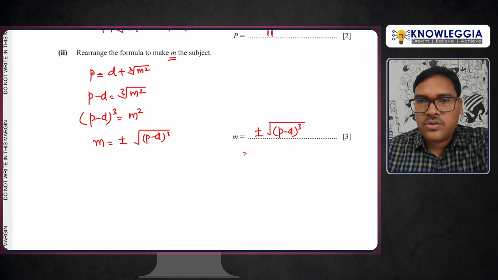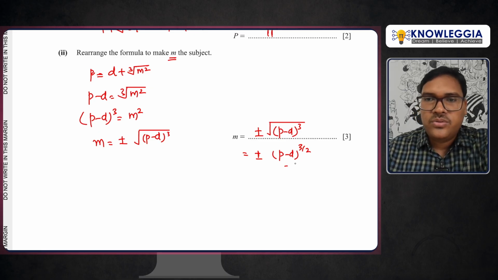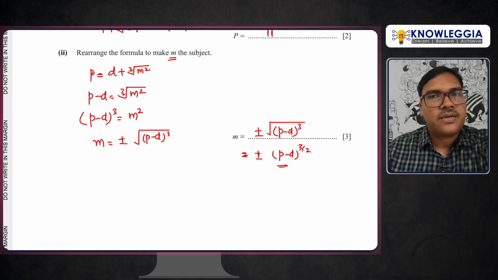Or you can say this can also be written as plus minus p minus d raised to 3 by 2. What is square root? It is raised to 1 by 2. So this is what you can write. You can write this answer or you can write this answer. Both are correct.